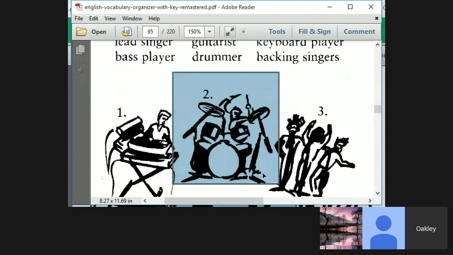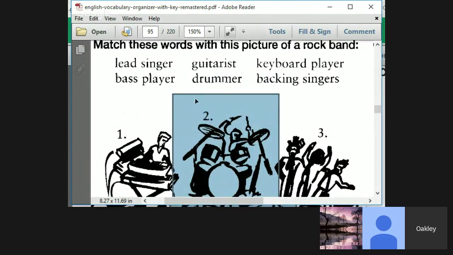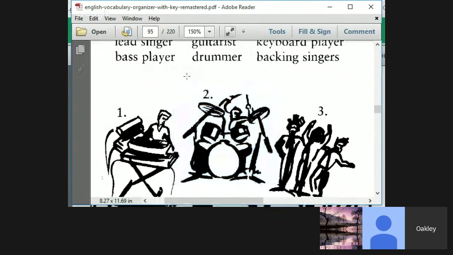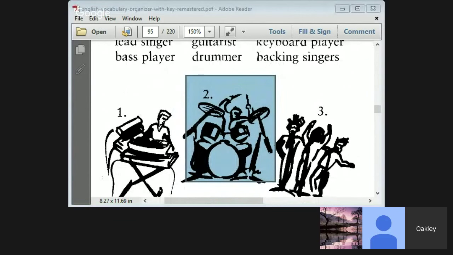All right, Rodrigo, number two. Number two, drummer. He's obviously the drummer. He's playing the Skins. Have you ever heard him called the Skins? Skins. No. Yes, it's a slang word for drums. Playing the Skins.